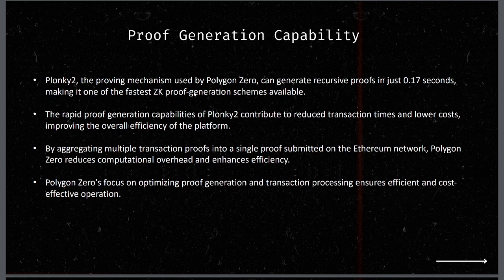Moving on to proof generation capability, Plonky2, the proving mechanism used by Polygon Zero, can generate recursive proofs in just 0.17 seconds. So we have a proving mechanism that can generate proofs in just 0.17 seconds, and it makes it one of the fastest ZK proof generation schemes available out there. The rapid proof generation capabilities of Plonky2 contribute to reduced transaction times and lower costs, improving the overall efficiency of the platform. You are aggregating multiple transaction proofs, generating a single proof out of them, and submitting it on the Ethereum network. Thus, Polygon Zero is reducing computational overhead and enhancing efficiency.